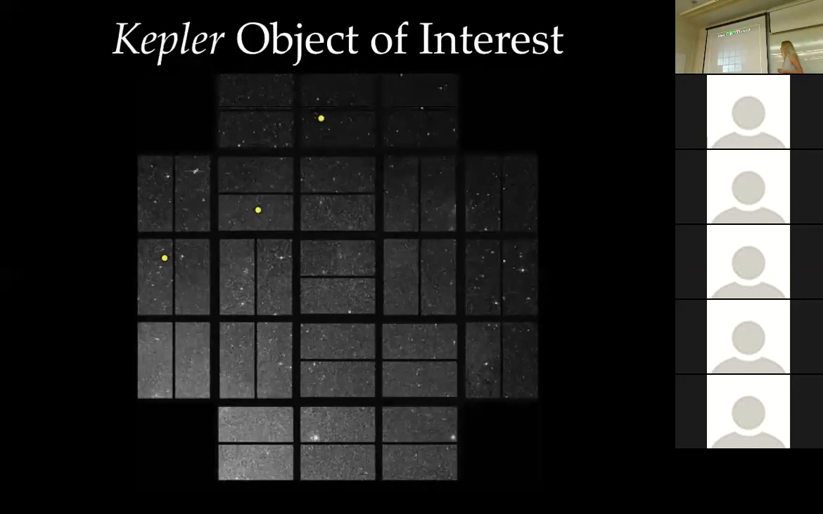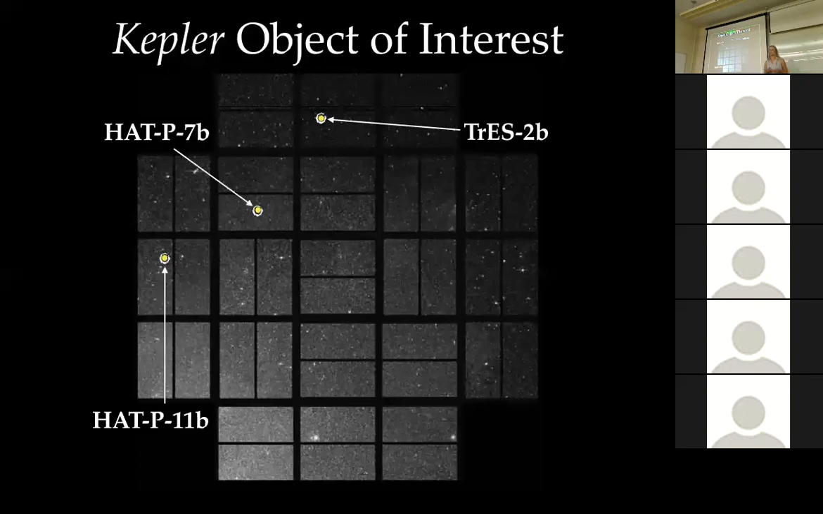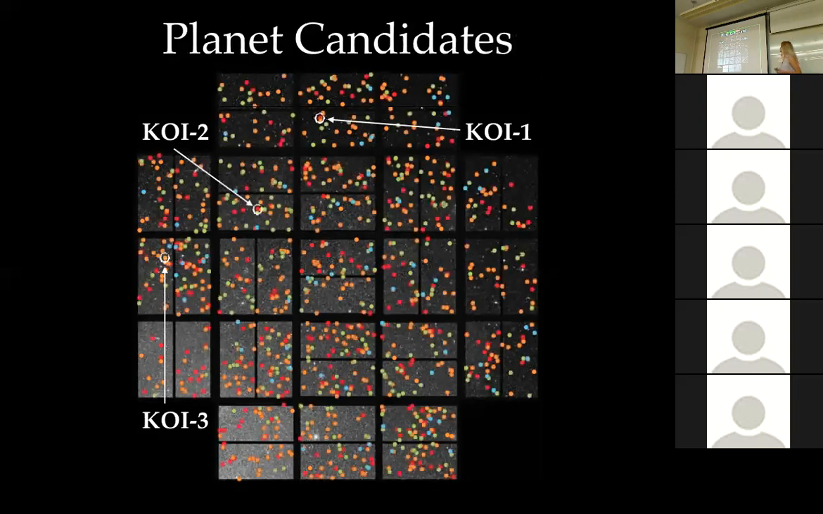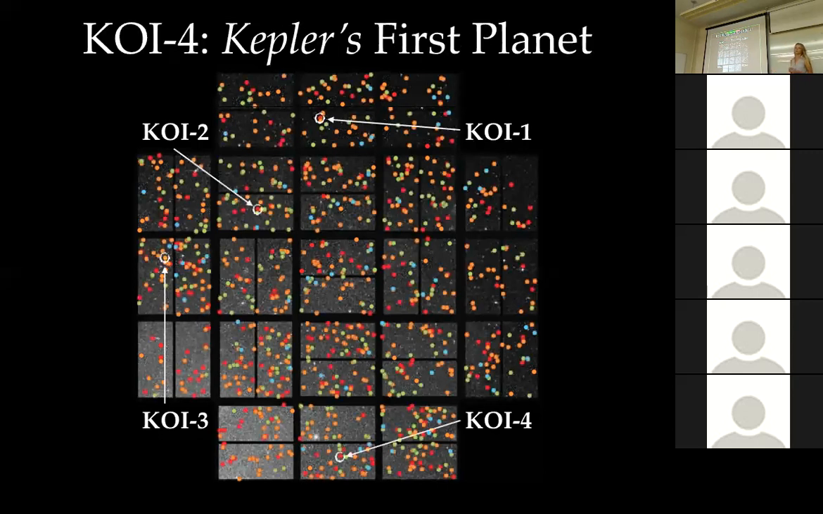When the Kepler spacecraft first launched, the first three transiting planets were already known from ground-based observations. We have TrES-2b, HAT-P-7b, and HAT-P-11b. Because these were known pre-launch, they were given the first three KOI numbers, for Kepler Object of Interest. Very soon thereafter, the field of view was flooded with planet candidates. Just for reference, I'm going to throw KOI-4 on the map there. And just to really drive this home, because the first three were known pre-launch, KOI-4 is therefore Kepler's first new planet detection.